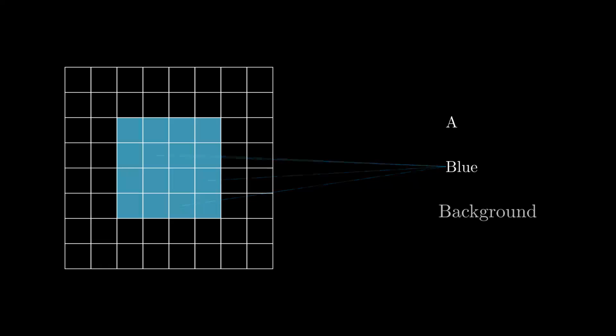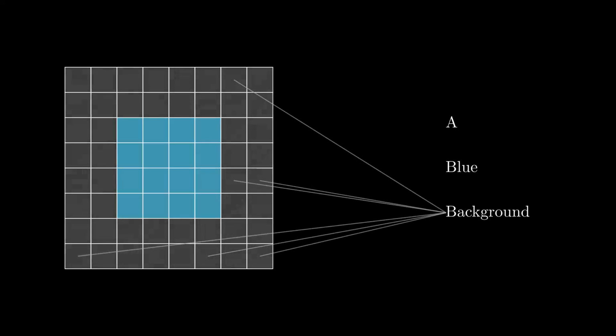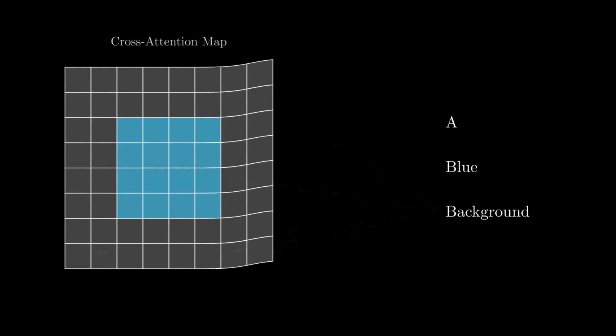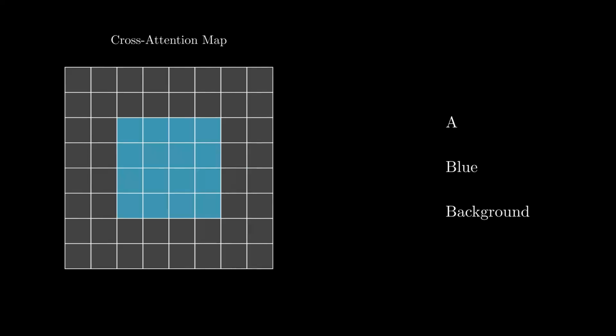But the model also needs to handle the rest of the image. It looks at the token background. It maps this concept to the surrounding areas, activating the pixels at the edges. It tells the noise predictor that these areas should look like the environment, not the object. This resulting pattern is what we call a cross-attention map. It acts as a spatial blueprint, guiding the diffusion process to ensure that blue appears in the middle and the background stays, well, in the background.